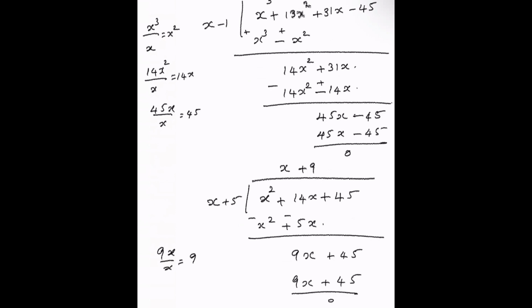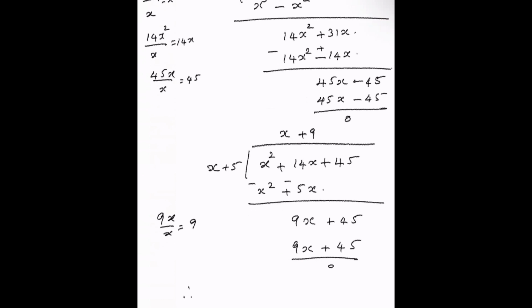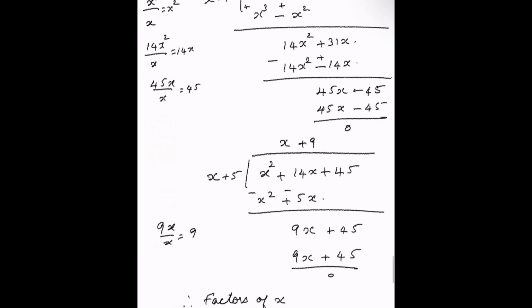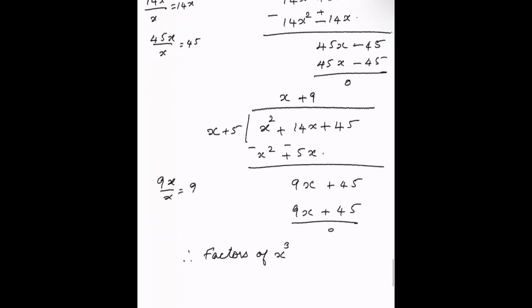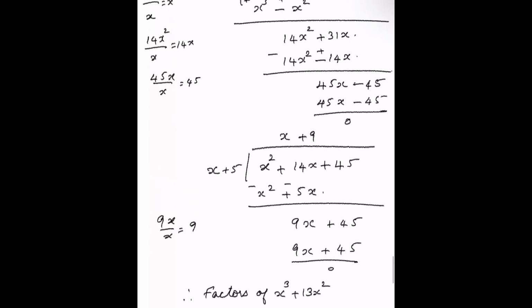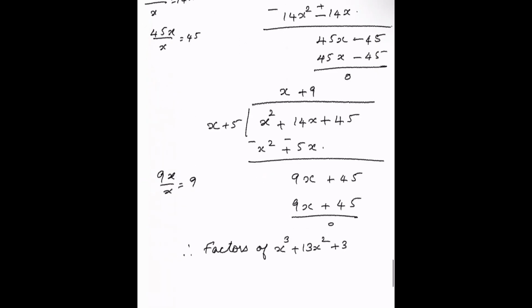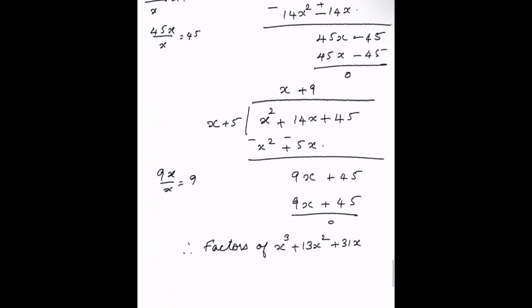Yeah. So what is the third factor? Therefore, factors of, what is the question? Write down the question first. x cube plus 13x square plus 31x minus 45. Factors of x cube plus 13x square plus 31x minus 45 are x minus 1, x plus 5, and x plus 9.